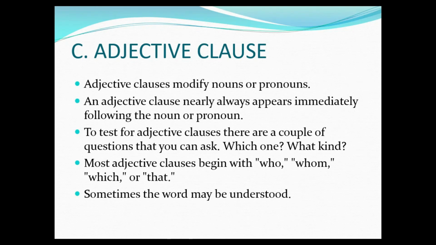What next is the adjective clause. An adjective clause modifies a noun or pronoun. An adjective clause nearly always appears immediately following the noun or pronoun. To test for an adjective clause, there are a couple of questions that you can ask: which one and what kind? Most adjective clauses begin with who or whom, which are pronouns, and which and that. Sometimes the word might be understood.